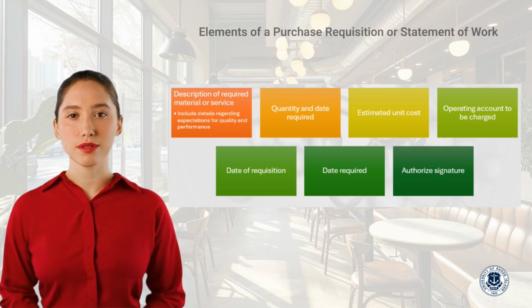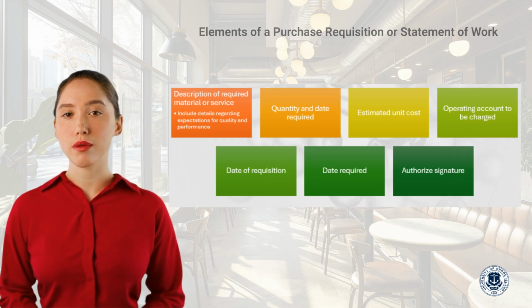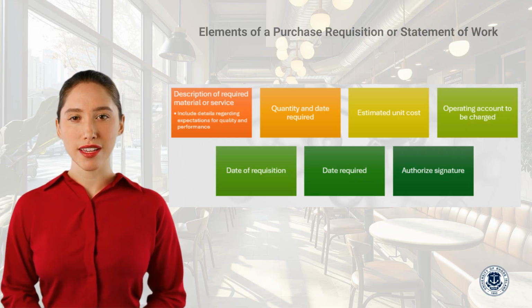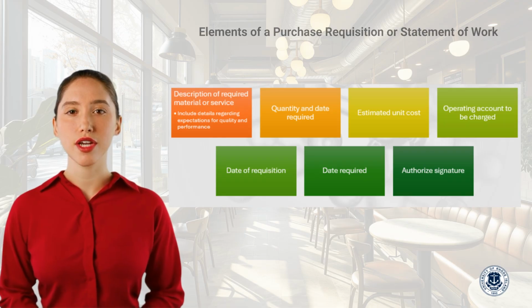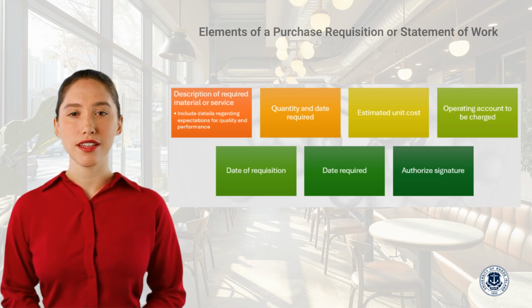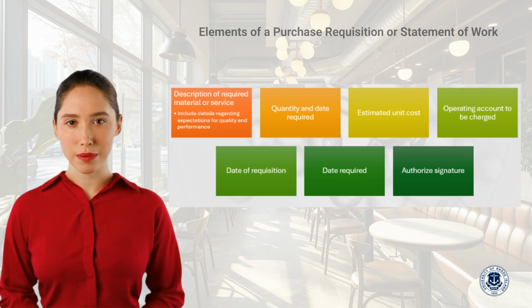Requisitions, or SOWs, must include a clear description of the required material or service, quality and performance expectations, quantities, dates, and estimated costs, account coding and required signatures, as well as dates of requisition and date of obtainment. Accurate documentation here prevents delays and misunderstandings later in the process.